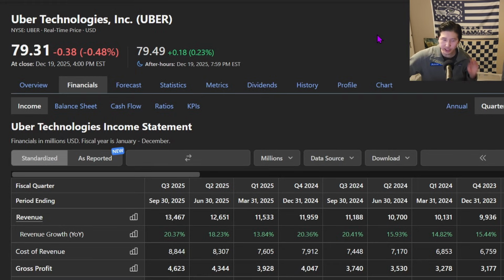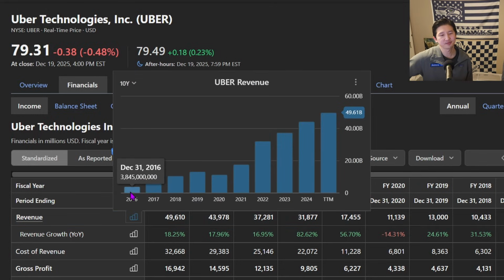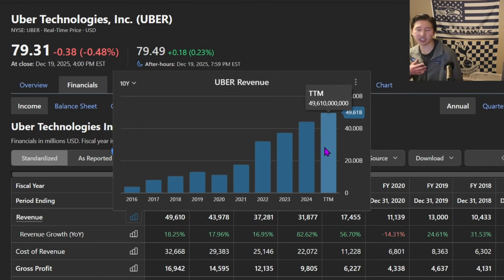And the next company that we are going to cover is Uber. But before we take a look at their PE ratio, can we just take a moment to admire the growth in their top line over the years? In 2016, $3.8 billion. And in the trailing 12 months, we're talking about $49.6 billion. A ride-share app. I think that's really impressive.